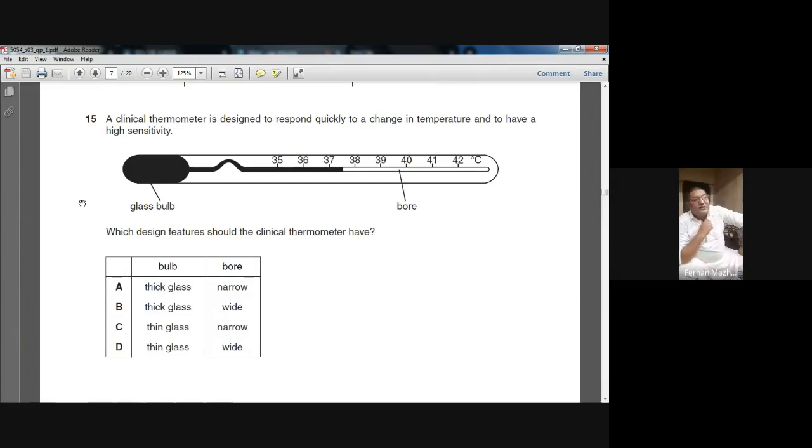To respond quickly, the bulb should have very thin glass. And to be sensitive, the bore of the capillary in which the thermometer mercury travels should be narrow. Yes, sir. And it's C. So C is the choice. C is the right choice. You understand? Yes, sir. Okay.